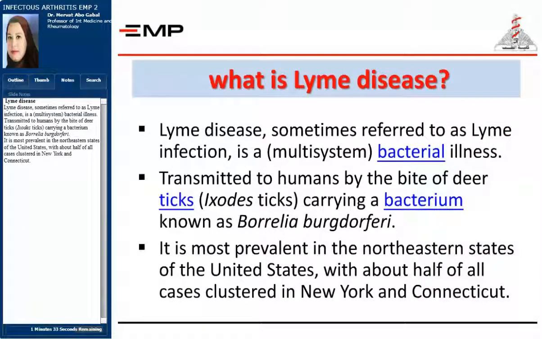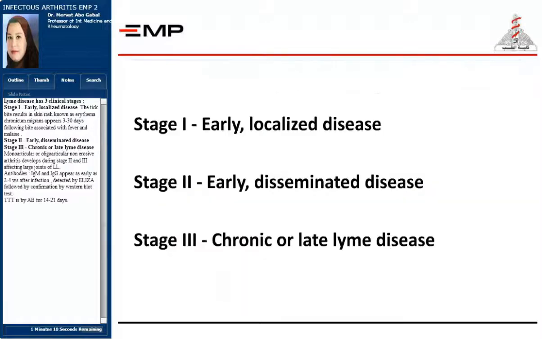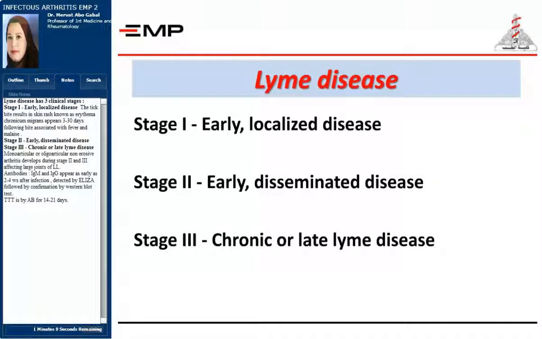Lyme disease, also referred to as Lyme infection, is a multi-system bacterial illness transmitted to humans by the bite of an infected tick carrying the bacterium Borrelia burgdorferi. It's most prevalent in the northern states of the United States. Lyme disease has 3 stages. Stage 1, early localized disease: the tick bite results in a skin rash known as erythema chronicum migrans, appearing 3 to 30 days after the bite, associated with fever and malaise.